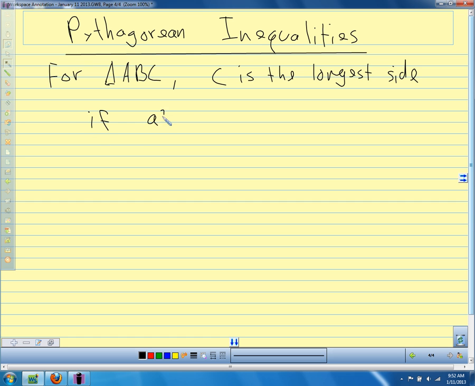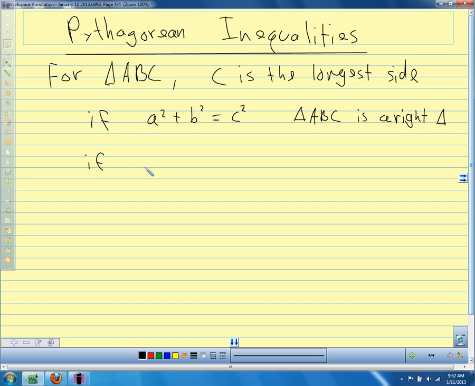If a squared plus b squared equals c squared, well, we already know this one. What kind of triangle does this tell us that we have? This tells us that we have a right triangle. So this is saying the Pythagorean theorem does work, so we have a right triangle.